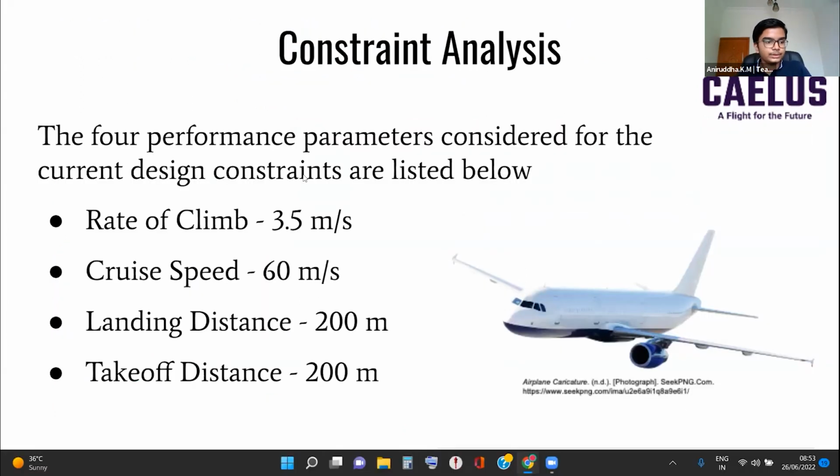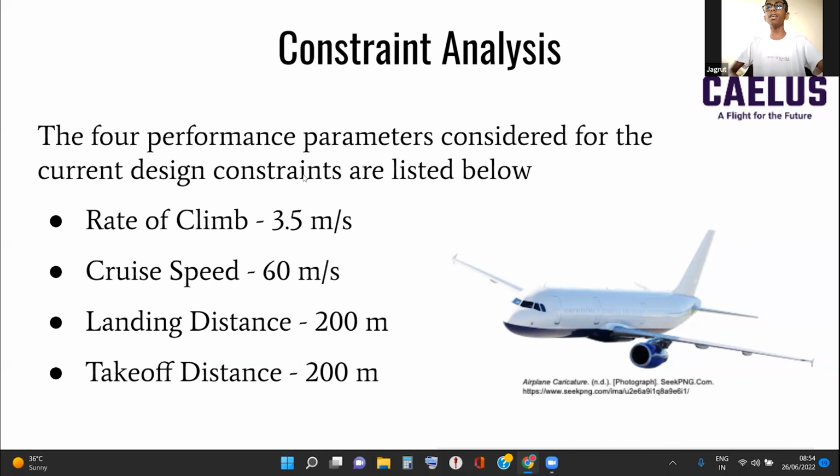Over to you, Javed. So, constraint analysis is an analysis of the performance requirements of aircraft. It's an important step of aircraft design. It's necessary so that we can find the optimal T by W, or the thrust to weight ratio, and W by S, that's wing loading.